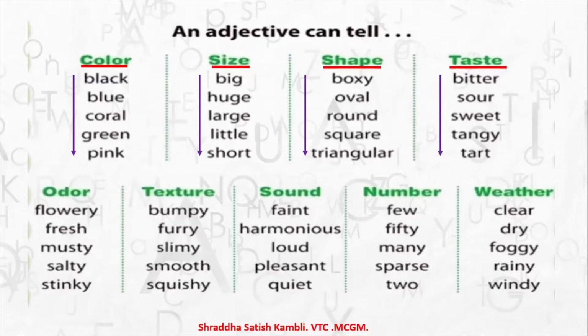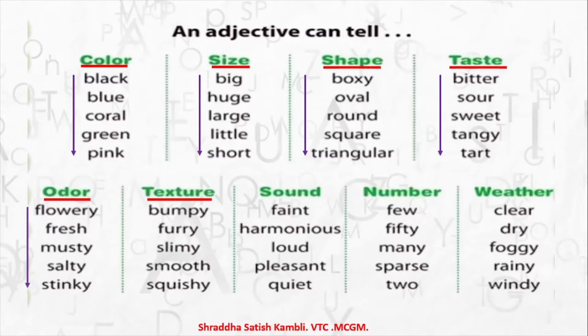Okay? Then the odor. Odor means the smell. So a smell could be flowery, it could be fresh, it could be musty, salty, stinky. Stinky means bad smell. Alright? It could also tell you about the texture. Now, what is a texture? When you touch something, the kind of feel that it gives you.